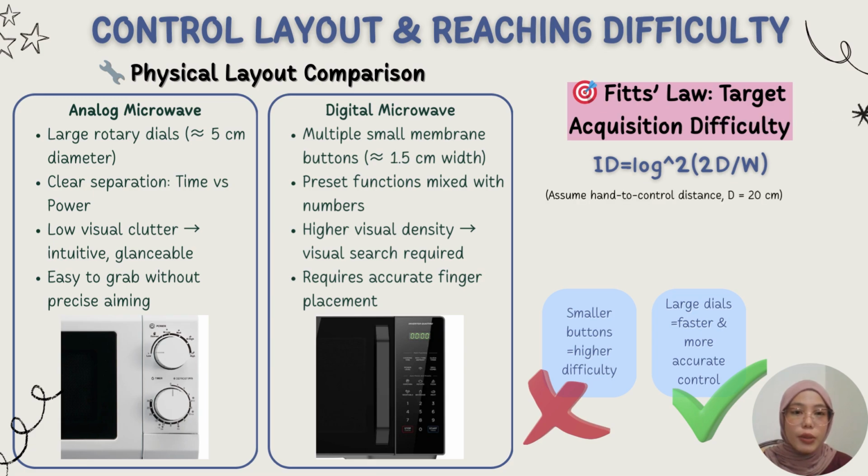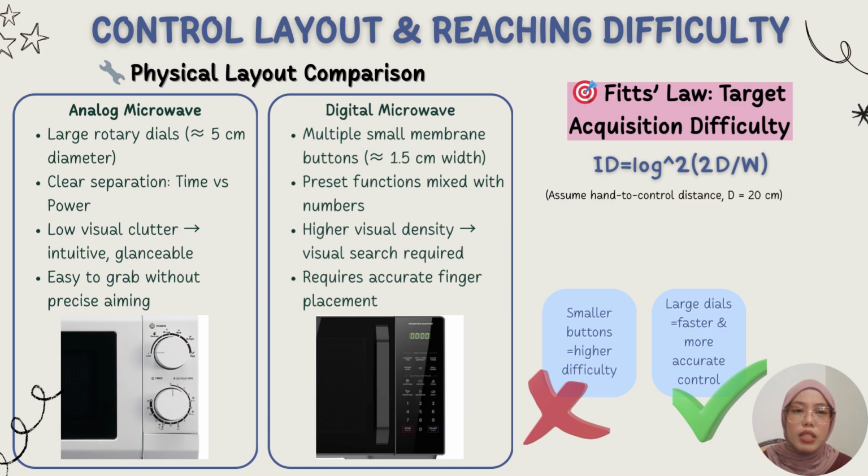On the left, we have the analog microwave. It uses large rotary dials, about 5 centimeters in diameter. The controls are clearly separated, one for time, one for power, so users don't have to think too much. There's very little visual clutter, which makes it intuitive and easy to grab, even without precise aiming. On the right is the digital microwave. Here, we see many small membrane buttons, roughly 1.5 centimeters wide. Preset functions like popcorn are mixed with numbers, creating high visual density. This means users must visually search and place their finger accurately before pressing.